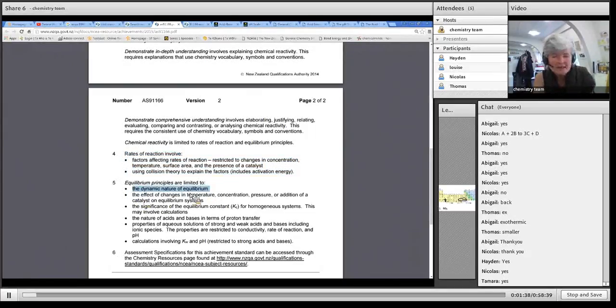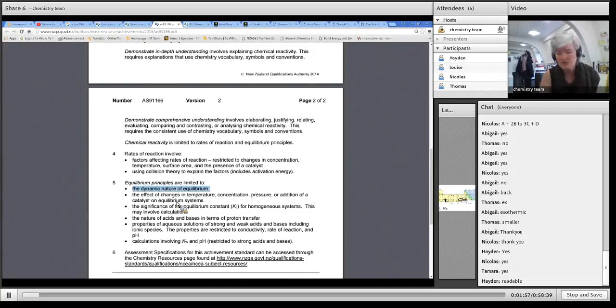Is this all clear to see, or is this a little bit too small? Must I make it bigger? It's readable. Okay, great.